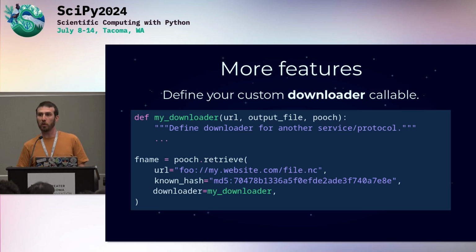You can also define your own downloader. So let's say you want to download files from another protocol that is not currently supported by Pooch, or you want to download from a service with a given API. You can define your own downloader that is basically another callable. It could be a function, it could be a callable class, and you can pass it to the retrieve function through the downloader argument, and you can download from anywhere you want using all the tools already in Pooch.